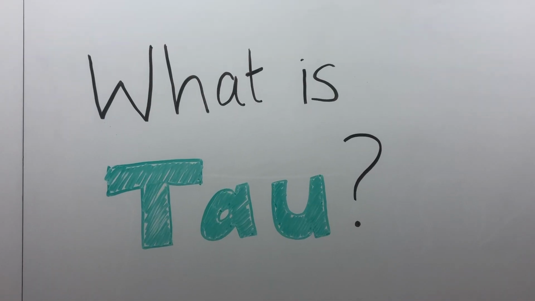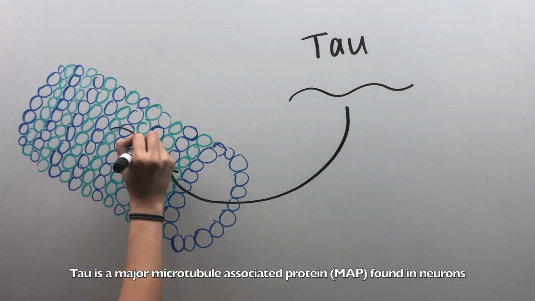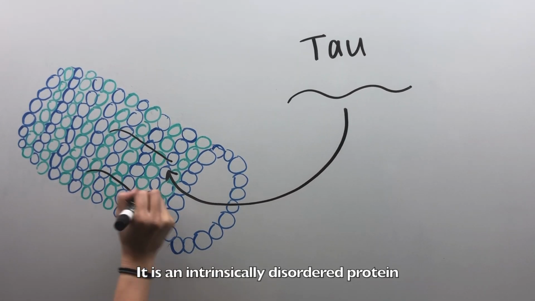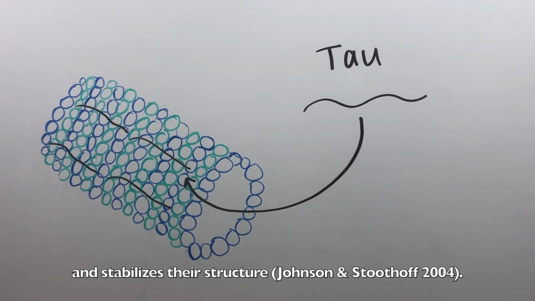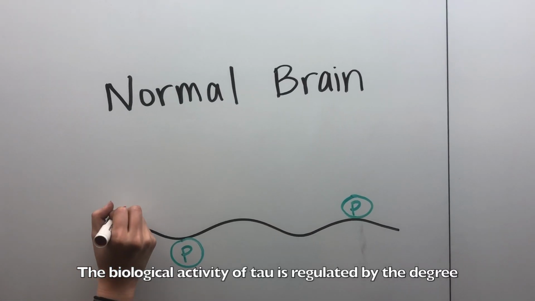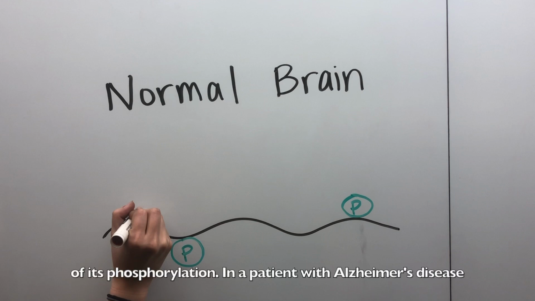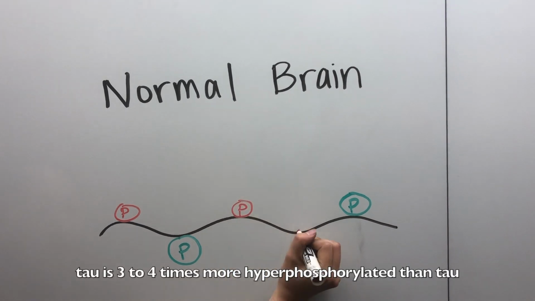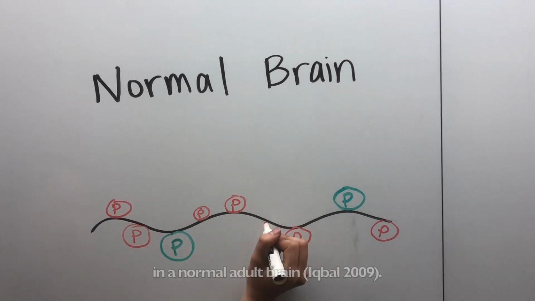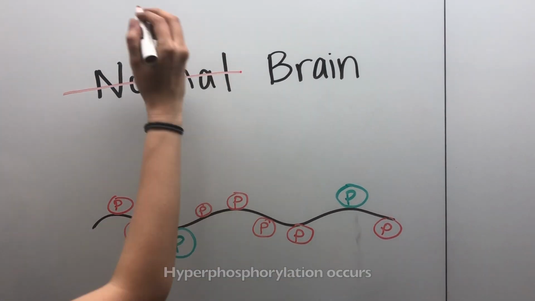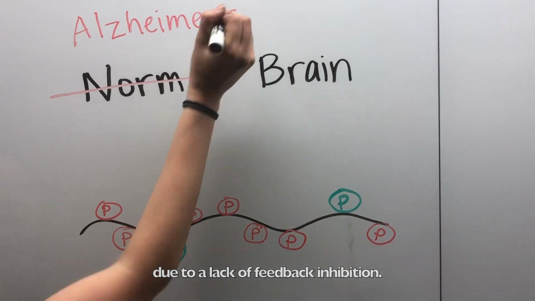What is tau? Tau is a major microtubule-associated protein found in neurons. It is an intrinsically disordered protein that assembles tubulin into microtubules and stabilizes their structure. The biological activity of tau is regulated by the degree of its phosphorylation. In a patient with Alzheimer's disease, tau is 3 to 4 times more hyperphosphorylated than tau in a normal adult brain. Hyperphosphorylation occurs when tau protein kinase in the brain becomes overactive due to a lack of feedback inhibition.